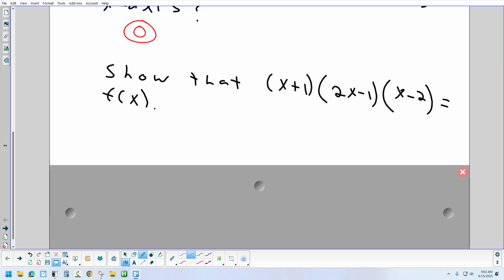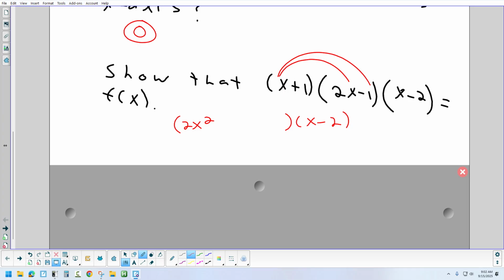Okay, so let's start with just doing the first 2, and then we'll worry about the x minus 2 after. So let's do the first one. What's x times 2x? That gives me how much? Yep, 2x squared. X times -1 gives me, how about Travis? Negative x.